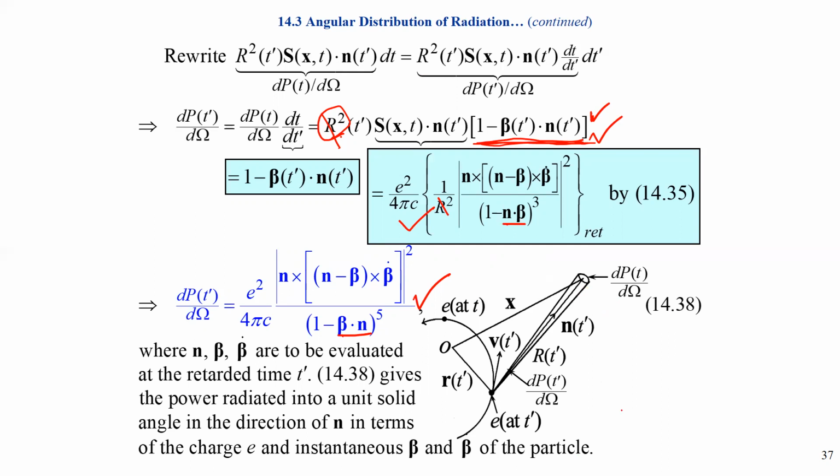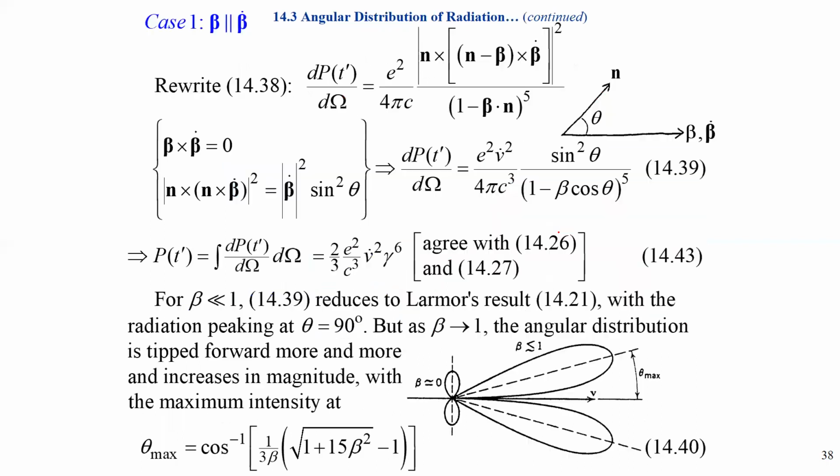We have beta and beta dot. That's different. Beta is normalized velocity. Beta dot is normalized acceleration. Okay, where is beta dot? Here. Beta here. Okay. Now I will give you 2 examples. I will show you the angular distribution of radiation by a moving point charge.